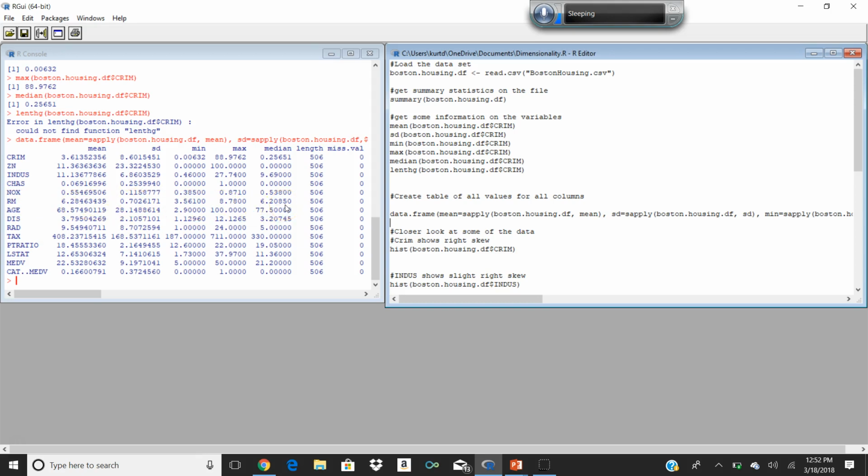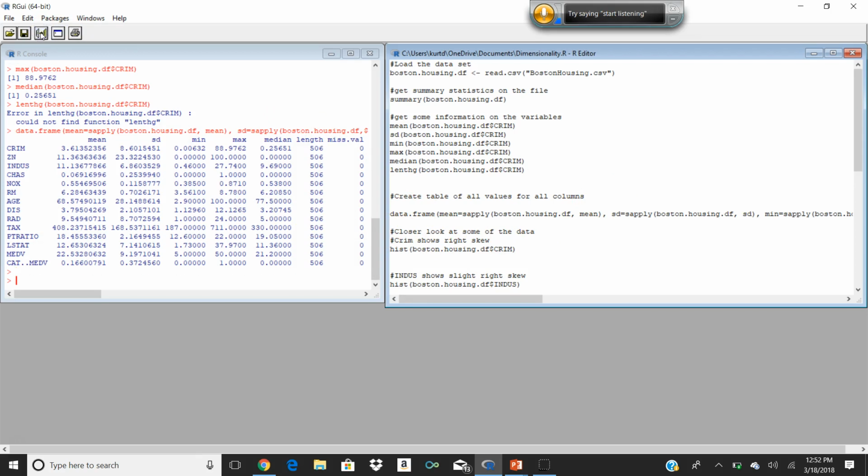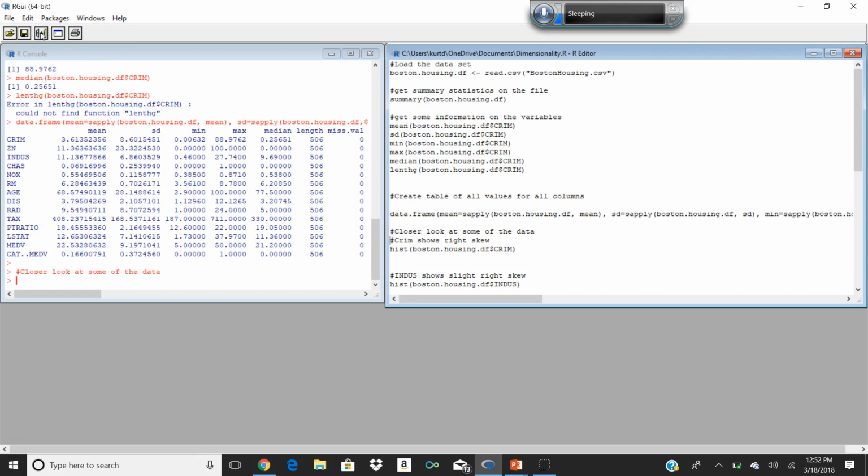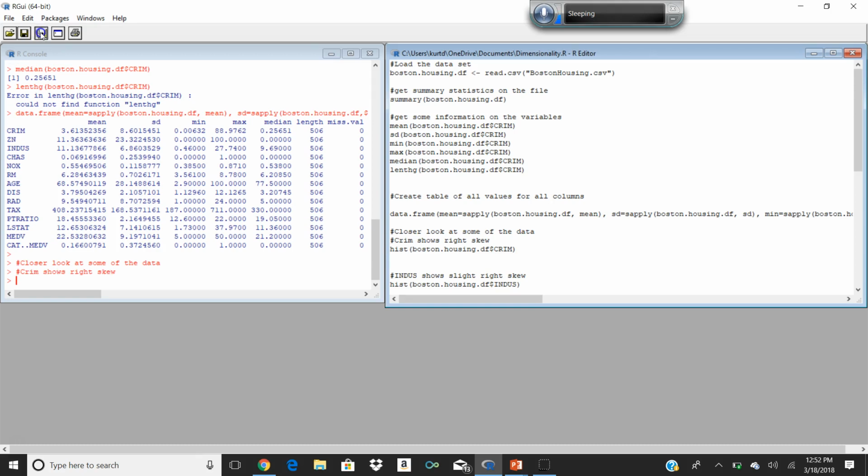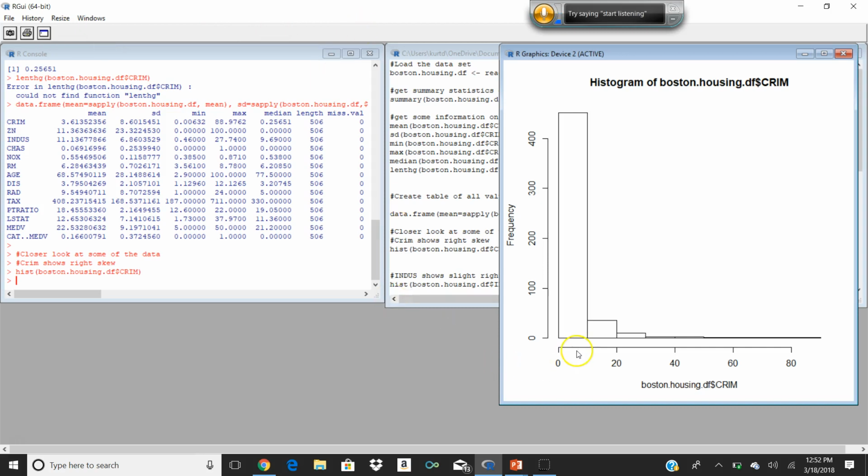Let's take a look at three histograms, one of which shows right skew, the other one shows sort of an uneven distribution, and the third one shows pretty much a natural even distribution. And we can do that by going through our histogram. So we're going to use a histogram command, the simplest one. We didn't have to download or load any libraries to do this. We'll just do a simple histogram command of the crime variable, and this is what we get.